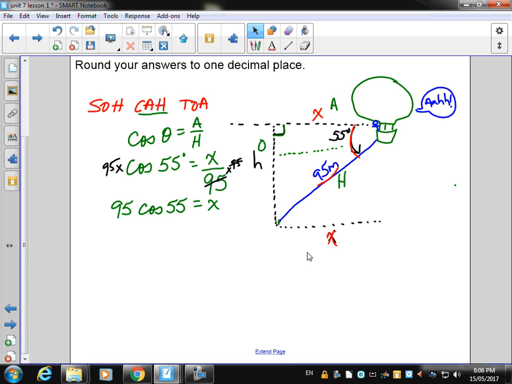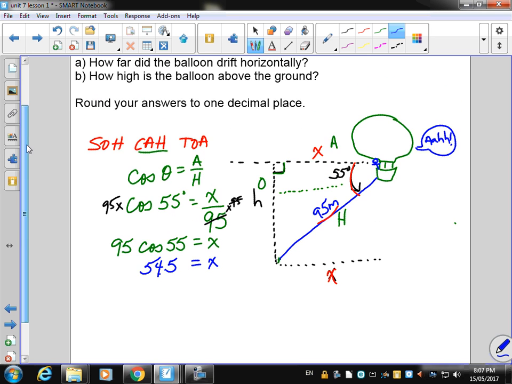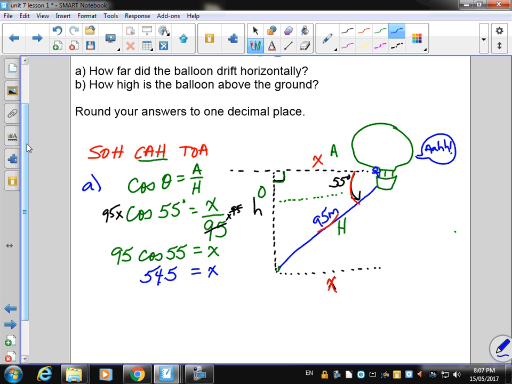All right, so in my calculator, I need to make sure that it is in degree mode, particularly if you're using the graphing calculators. They default to radians. Put it in degree mode and 95 times cos 55. I get 54.5. So the balloon has traveled a horizontal distance of 54.5 meters. So that's A.